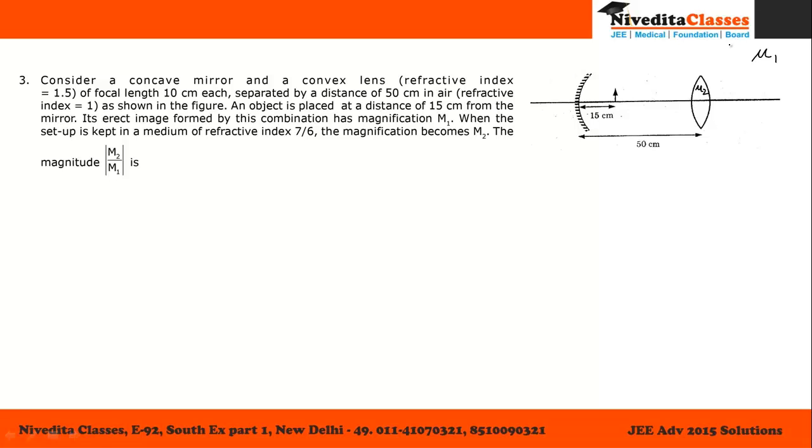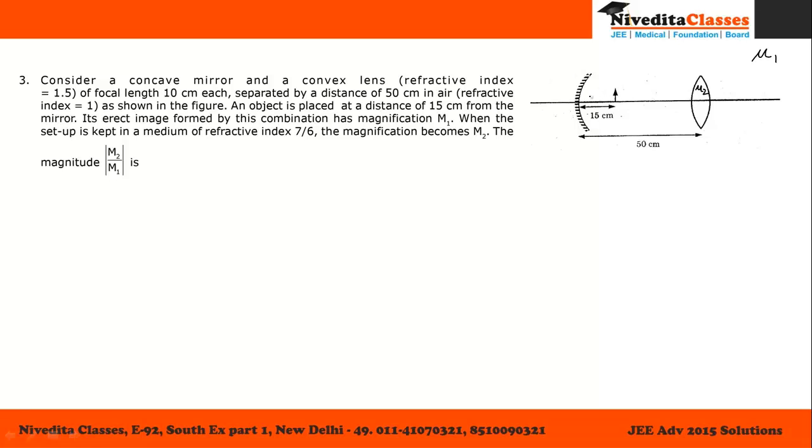Okay, so to solve this question, first we have to find the image which will be formed by the mirror. Then that image formed by the mirror will work as the object for the lens, and then we will find the image formed by the lens, and then we have to compare the magnification. As we know, the resultant magnification will be the magnification due to the mirror multiplied by the magnification due to the lens. Okay, so now let's start solving the problem.